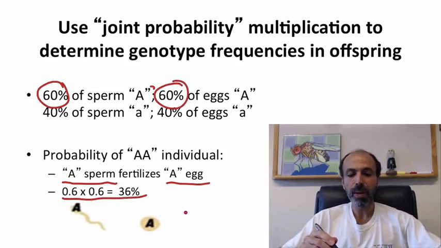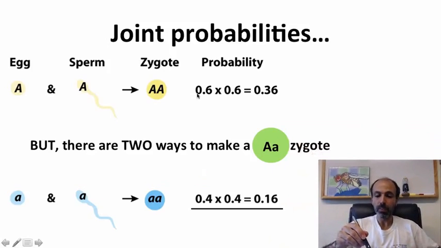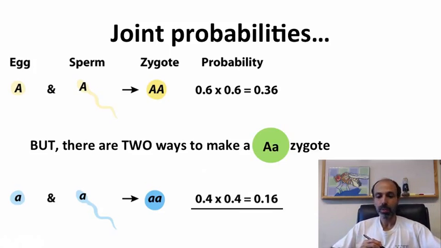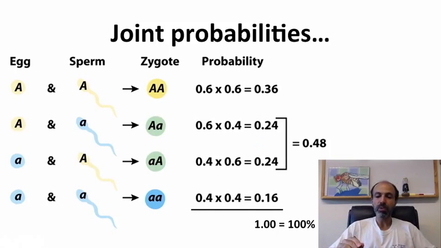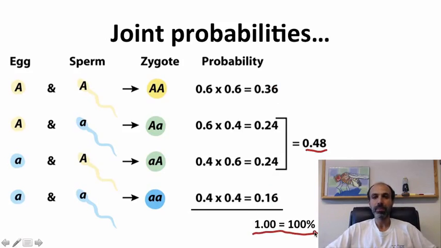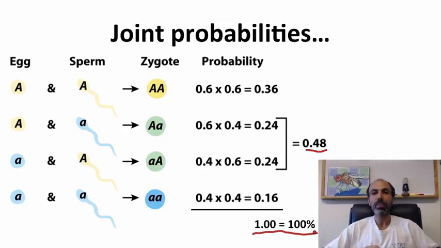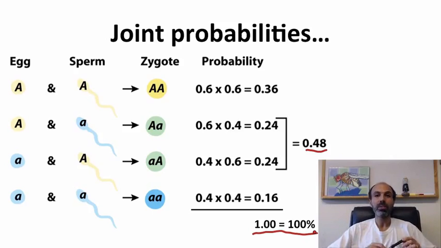We can do this for all possible individuals. So here's 0.6 times 0.6, which is 0.36. For little a little a, it's 0.4 times 0.4, so that's 0.16. But there's two different ways you can make a heterozygote, right? You can have a big A egg and a little a sperm, or a little a egg and a big A sperm. So each of those is 0.6 times 0.4, or 0.24 twice. That comes out to 0.48. And again, as we expect, we can add all these up. It comes out to 1.0 or 100%. So we're assuming here that the gametes just come together completely randomly based on their proportions in the population, which is an assumption we'll come back to, and that's relevant to Hardy-Weinberg.